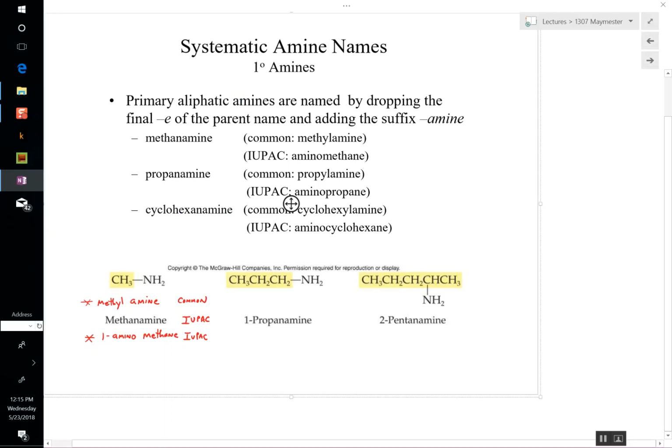Okay, so there's methylamine. Here's one propanamine. We didn't need a number here; there's only one carbon. But here is one propanamine, or it would be one aminopropane. So these are the two different IUPAC names. One propanamine, here's 2-pentanamine, or 2-aminopentane.